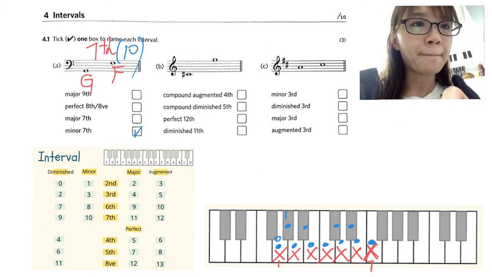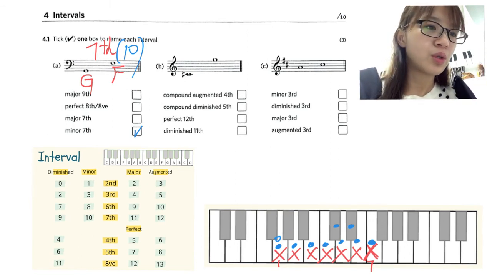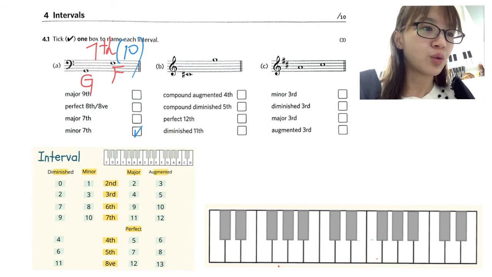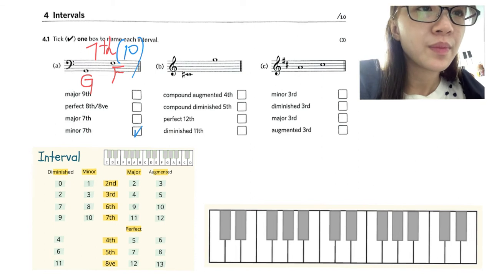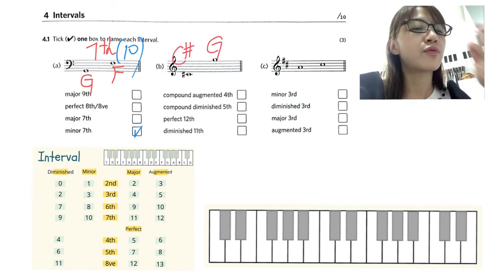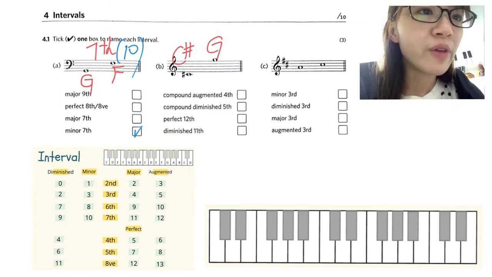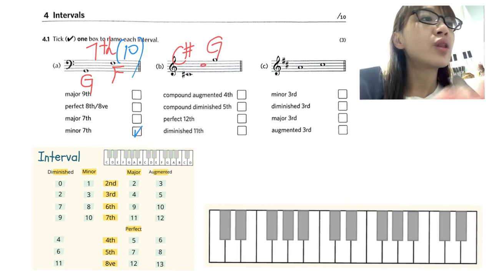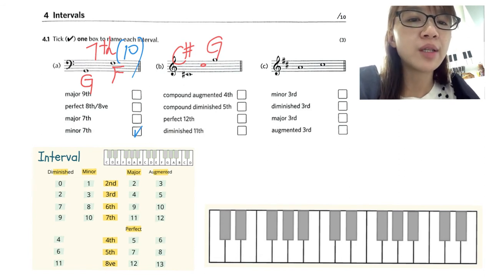Question B. C sharp to G. So this is C sharp, this is G, and we know this is very far because it's more than an octave, because you have one more C sharp here. So let's do it within an octave, C to the G, because our chart only supports within an octave.